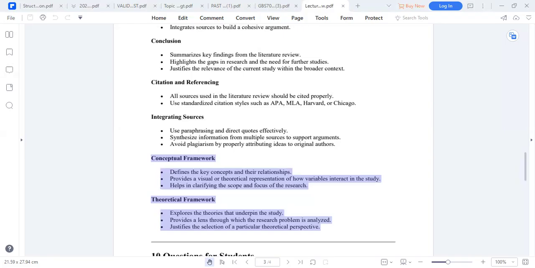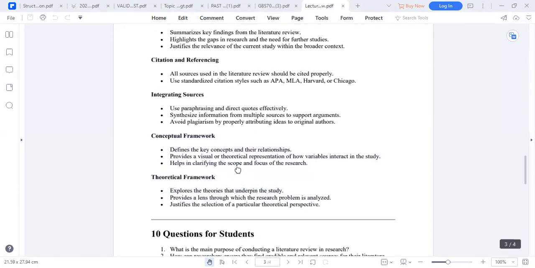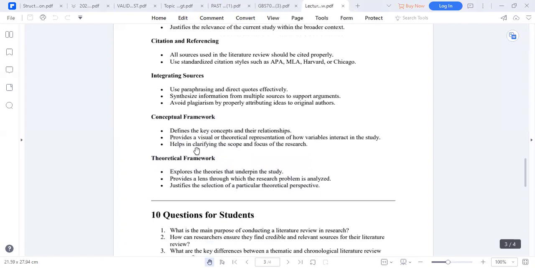The conceptual framework is very important because it is a structured representation of your research problem. It actually breaks down the research problem into the core components. It's actually the conceptual framework upon which the whole research hinges. It will define the key relationships and will provide a visual or theoretical representation of how the variables interact. It will help you understand the scope and focus of your research. So a conceptual framework will also have a number of components. We have what we call the dependent variables and independent variables.